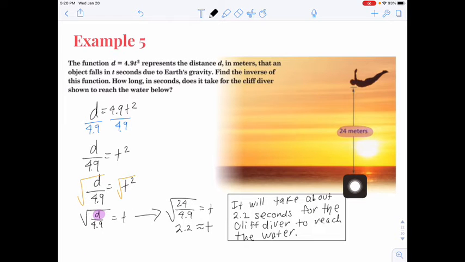Again, in the picture, they showed us that the distance is 24 meters, so we can plug that right in. The square root of 24 over 4.9 is about 2.2. So it will take about 2.2 seconds for the cliff diver to reach the water.